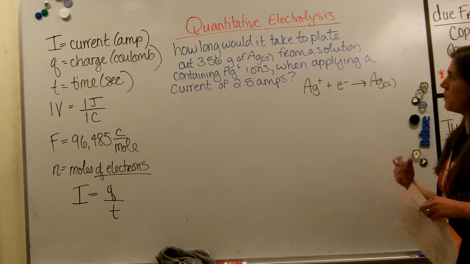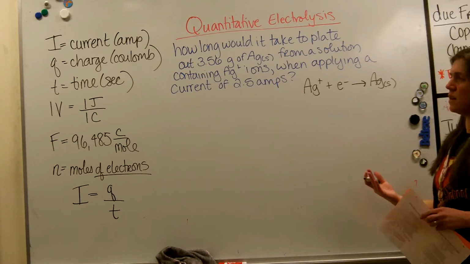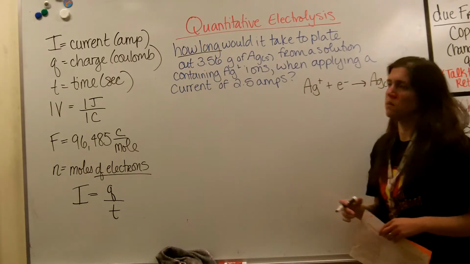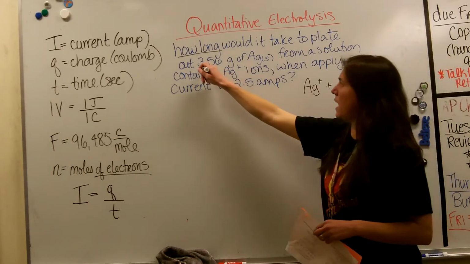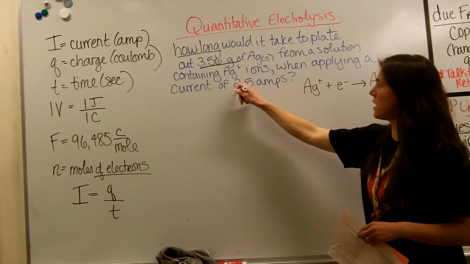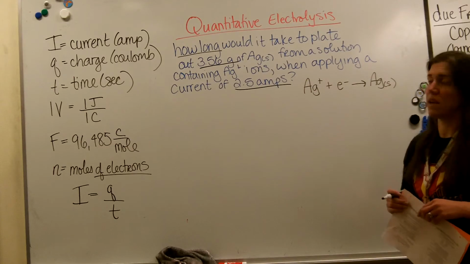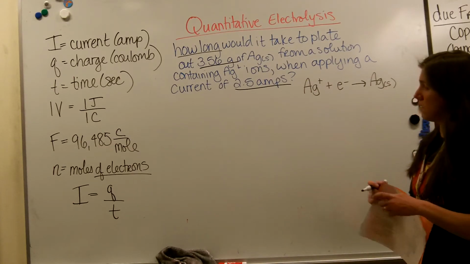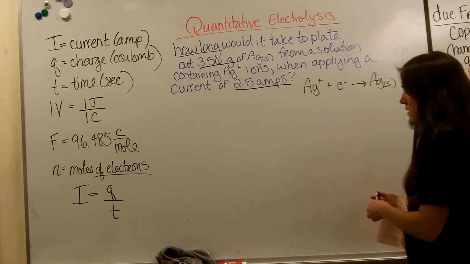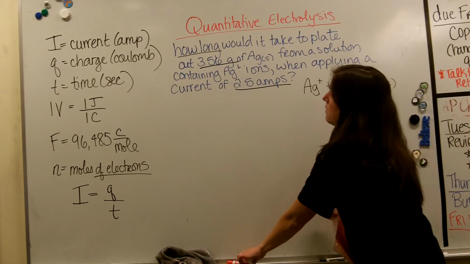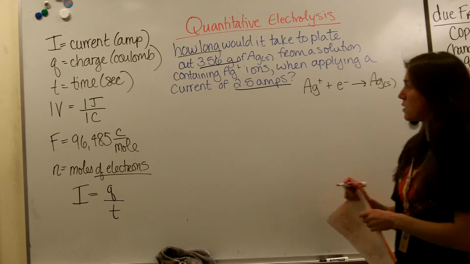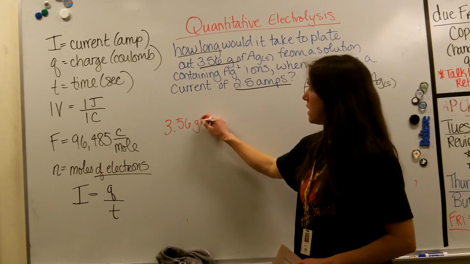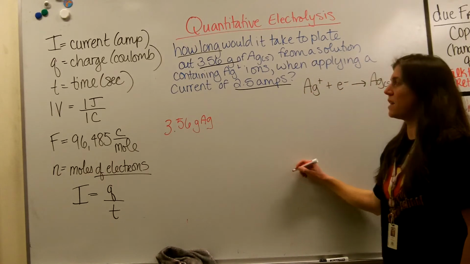So notice that during this reaction, 1 mole of electrons is being transferred. Let's take a look at the problem and figure out what we know and what we're trying to find. We're trying to find amount of time. So how long would it take? We're given a mass and we're given a current in amps. So let's start out with my mass. I know that I have 3.56 grams of silver.